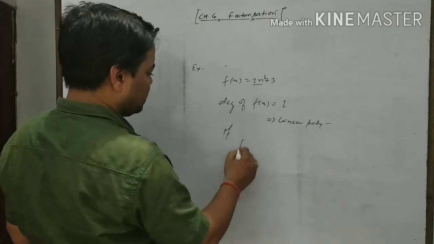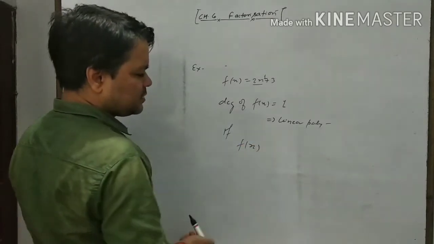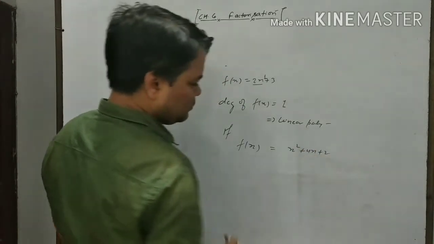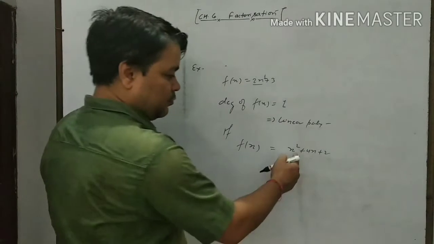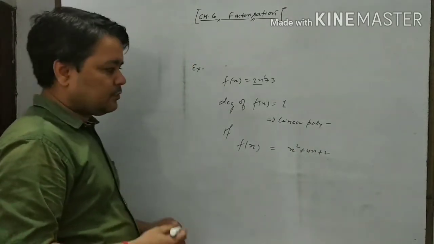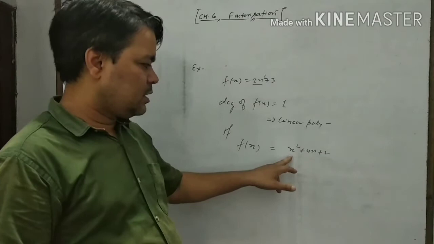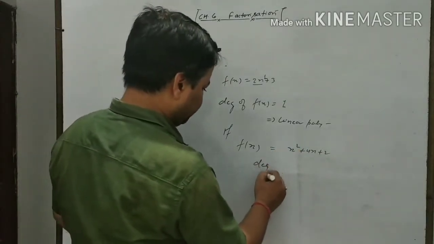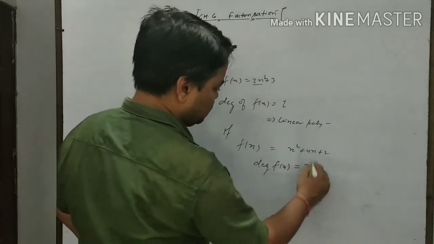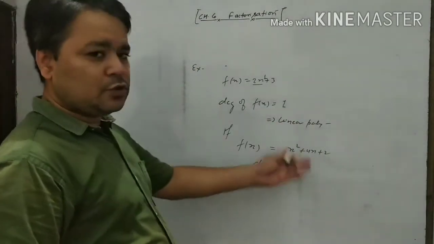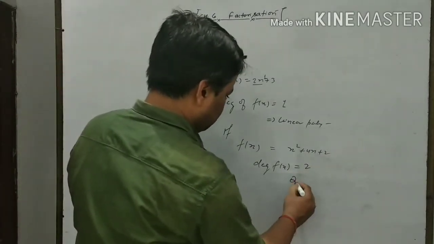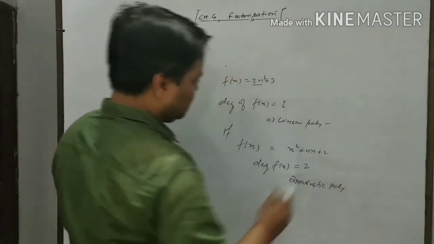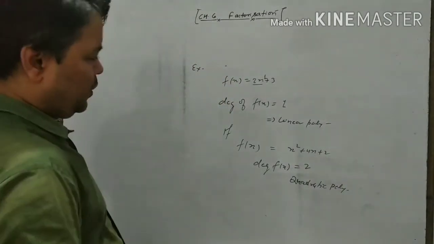Similarly, if f(x), or we can write p(x), is equal to x square plus 4x plus 2, then here we have 3 terms, but the first term has the highest degree, that is 2. Therefore degree of this polynomial is equal to 2, and the degree is 2, therefore it is a quadratic polynomial.